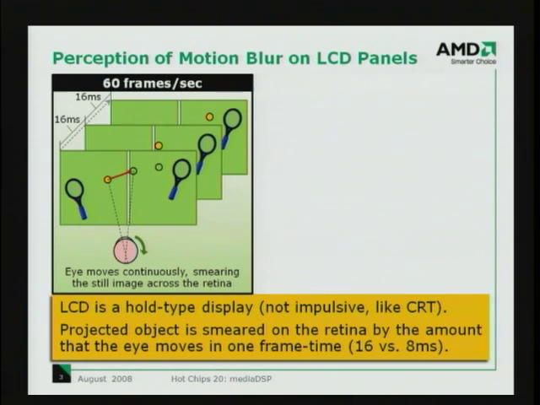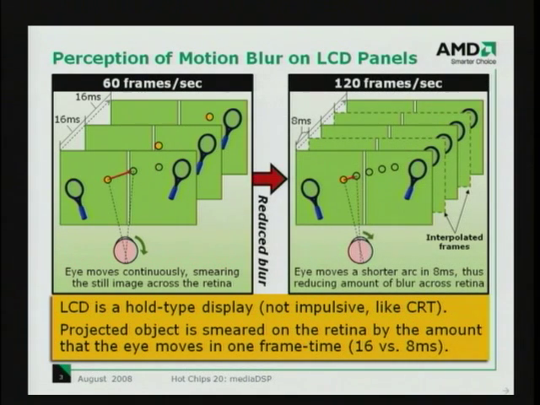There are two main pieces of technology that you need to reduce motion blur. The first thing is you need to double the refresh rate. This means less time displaying the image, which is less time for the viewer's eye to move and have that smearing effect. The second piece of technology that you need is, of course, the advanced video algorithm that performs the motion-compensated frame rate conversion.